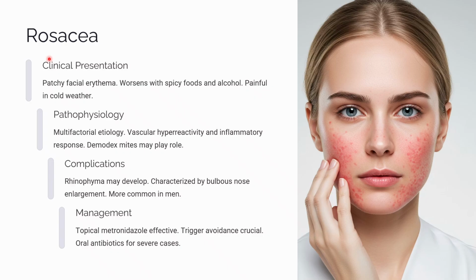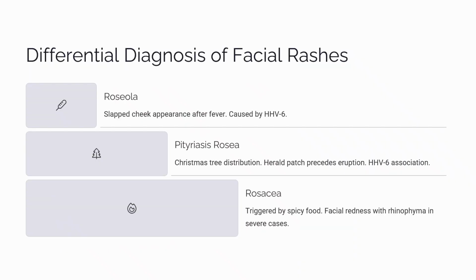It has a multifactorial etiology, mostly vascular hyperreactivity, and an inflammatory response develops. Rhinophyma, that is a bulbous enlarged nose, can also be seen in rosacea. Sometimes it is said that topical metronidazole is effective, but avoidance of triggers such as alcohol, spicy food and cold weather is the most important treatment.